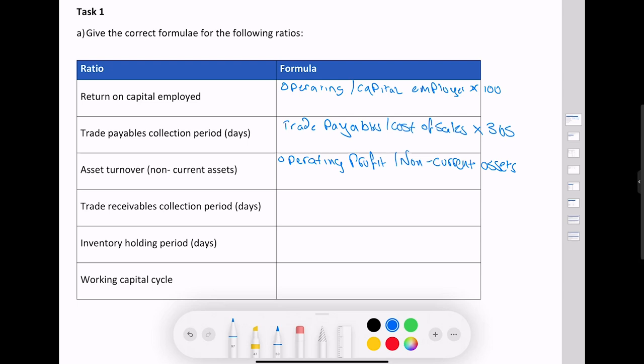So the next one on the list is our trade receivables collection period, which is simply your trade receivables figure over your sales revenue times by 365. So whenever we're multiplying by 365, we should get a figure in days. So let's just get that formula in. So trade receivables over sales revenue.